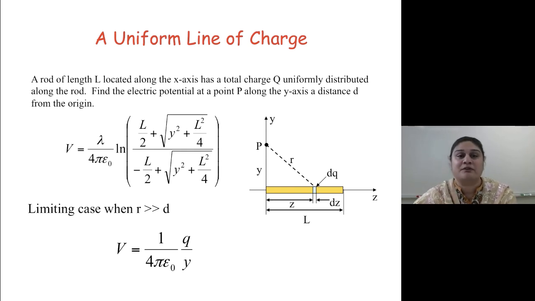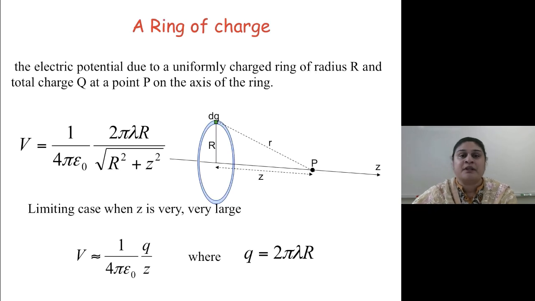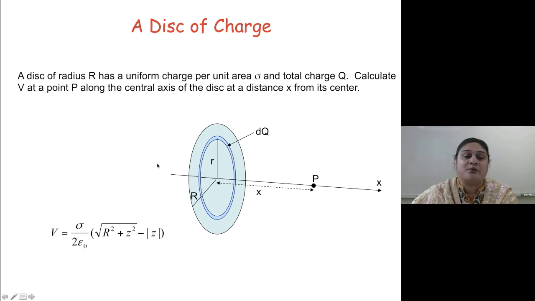I'm going to walk you through the uniform line of charge. I am also going to talk about the ring of charge, which again looks really scary when you first look at it, but really isn't. And then we'll talk about a disk of charge. So let's start first with a uniform line of charge, and we are going to calculate the potential.